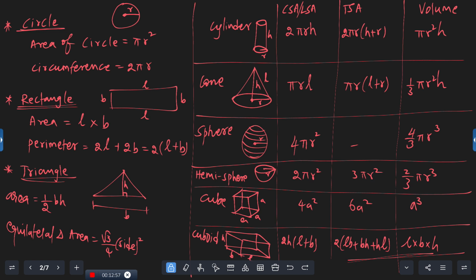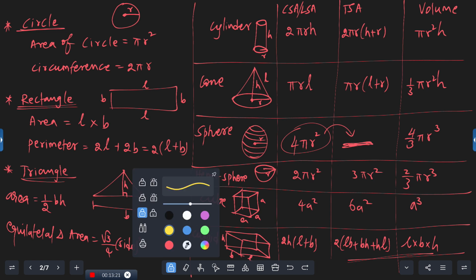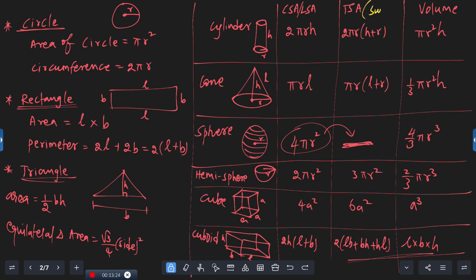Apart from this, there is also 4 pi r square. Total surface area we are actually not going to use separately; if they ask, the same formula we will use here. And one more thing, in the exam, they may give only surface area. Just surface area, if they mention it, the meaning is total surface area only. Understand?